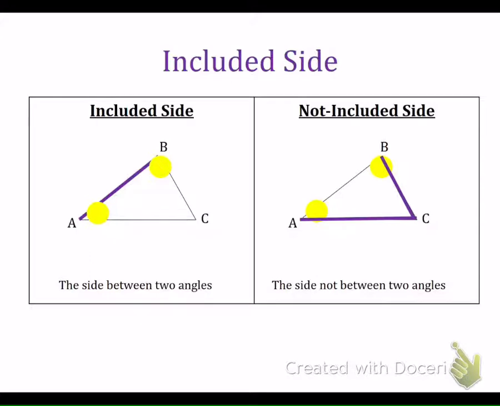Now, you still will see the ones from Friday pop up as well. So side, side, side, and side, angle, side. Remember we talked about there's going to be 5 total ways to prove that triangles are congruent. So 2 from Friday, 2 new ones from today, and then we'll learn a 5th way before the end of the chapter. Any questions so far?